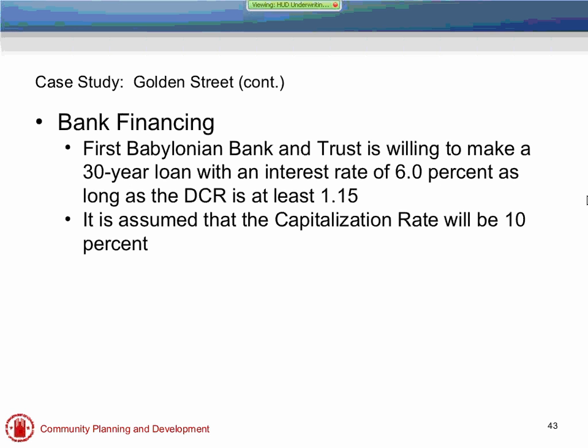So let's look at an example for financing. North Babylonian Bank and Trust is willing to make a 30-year loan with an interest rate of 6% as long as the debt coverage is at least 1.15, and it's assumed that the cap rate is 10%.